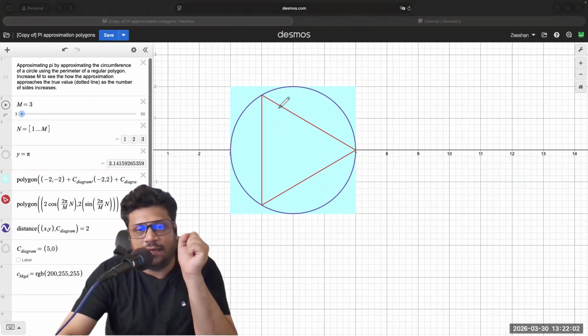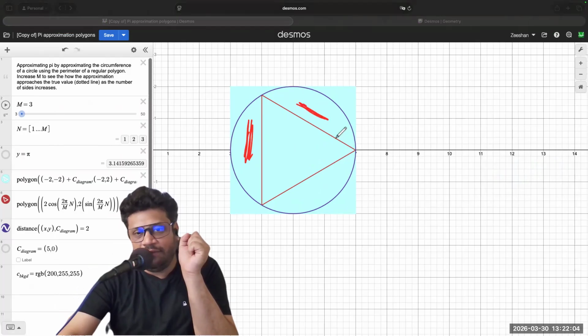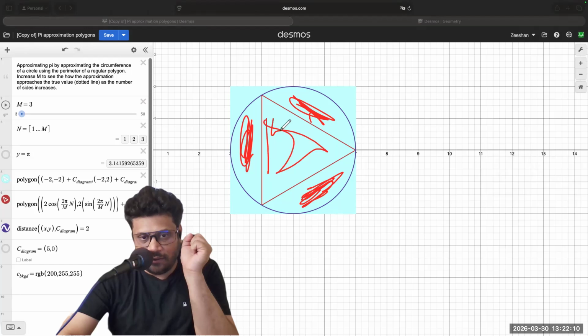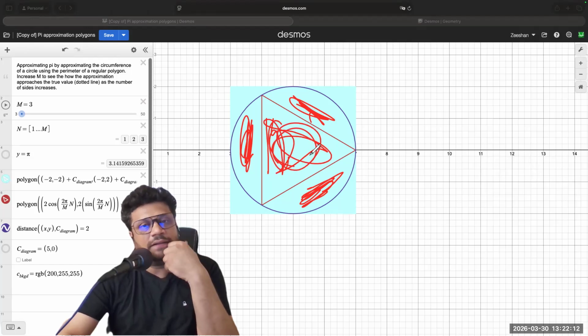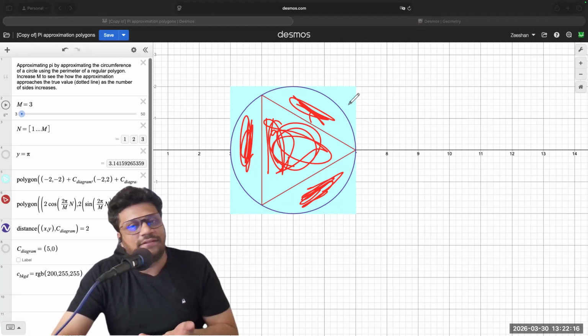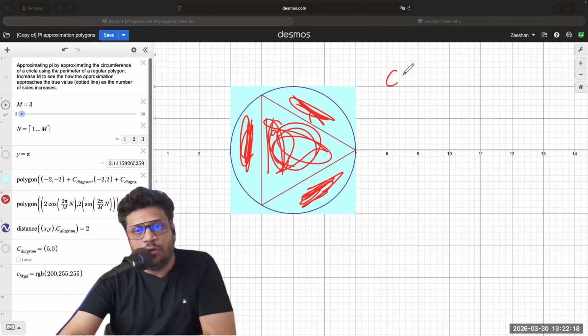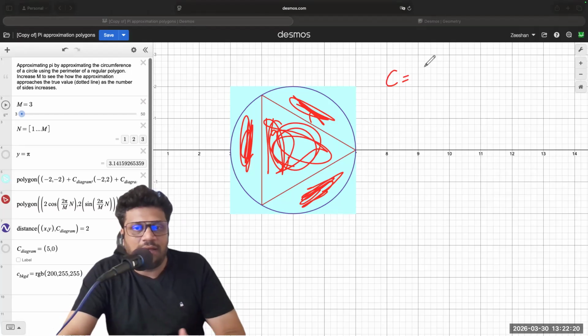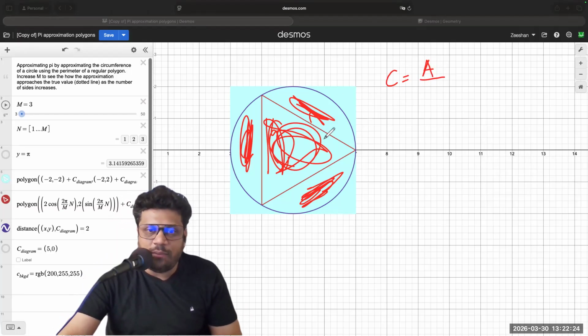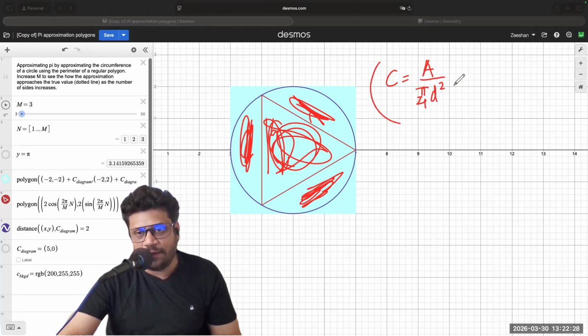If it's leaving out a lot of space in that circle, then the compactness is maybe 0.5 or something. What we want to know is the formula for compactness. It's the area of the region you have drawn divided by the circle's area, so pi by 4 d square.